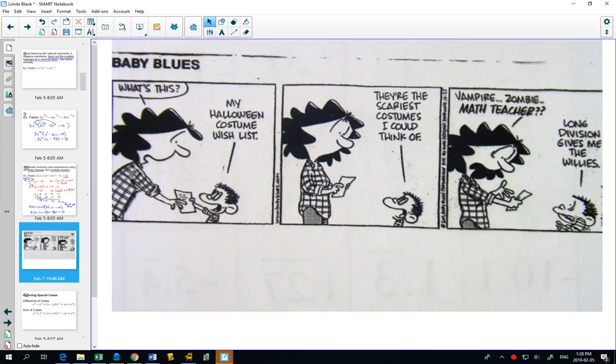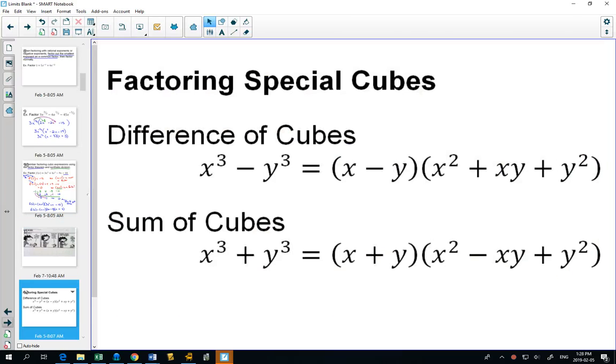Something you did not take in grade 12, well, you kind of did because you could use the same techniques, but it comes up a fair bit in university and calculus, is special factoring of cubes. There's a difference of cubes just like there's a difference of squares. There's also a sum of cubes, and they can always be factored this way. So again, this might be something that you memorize.